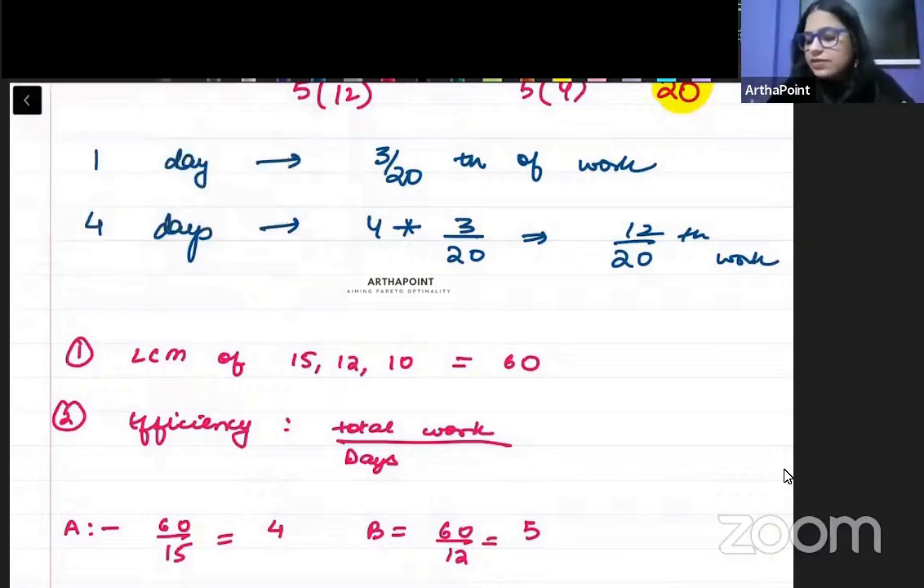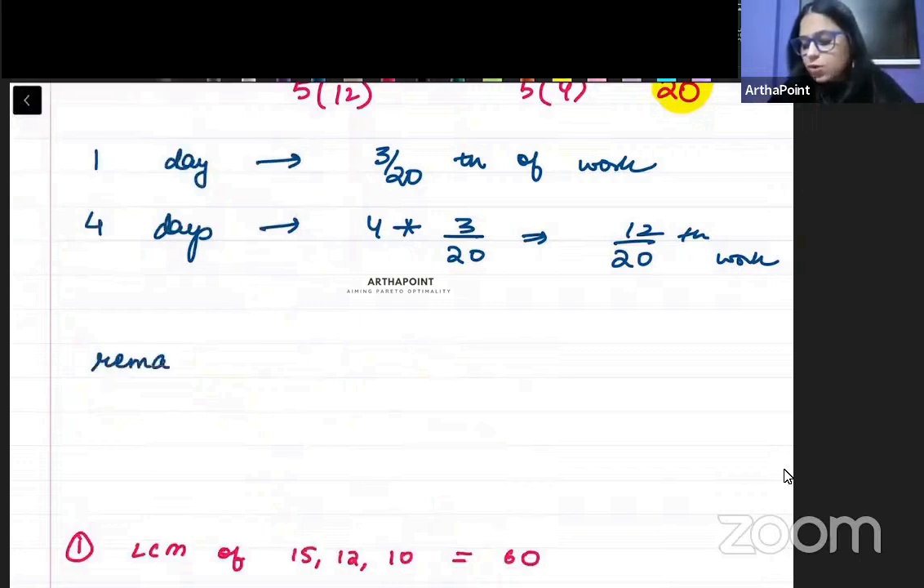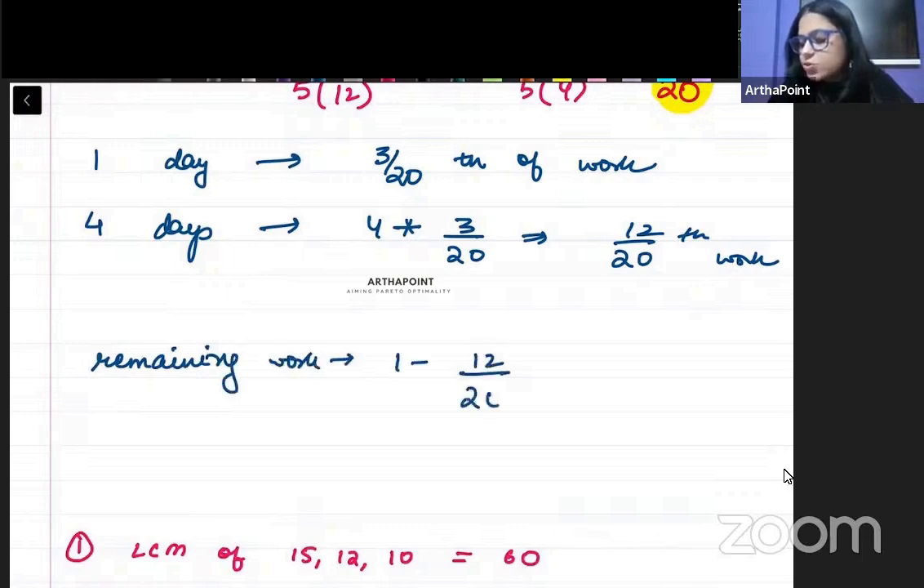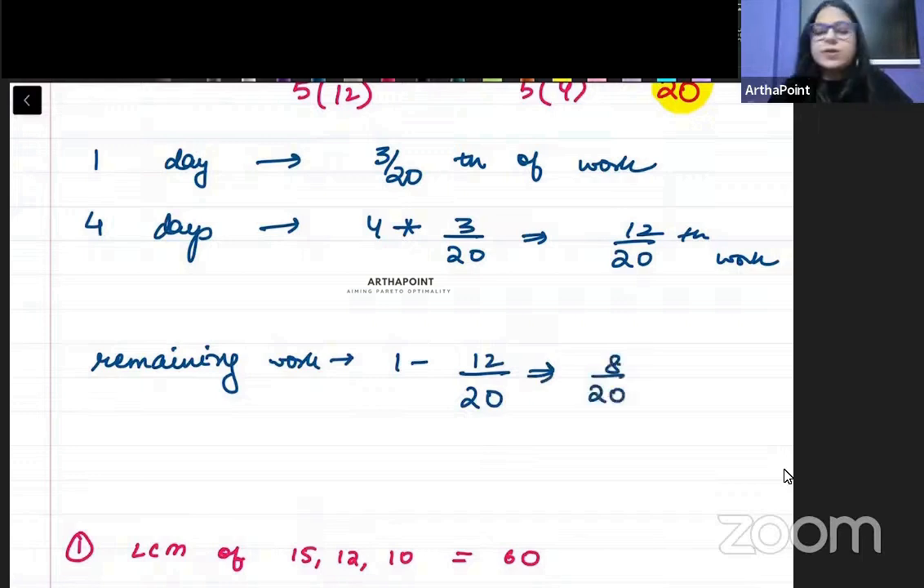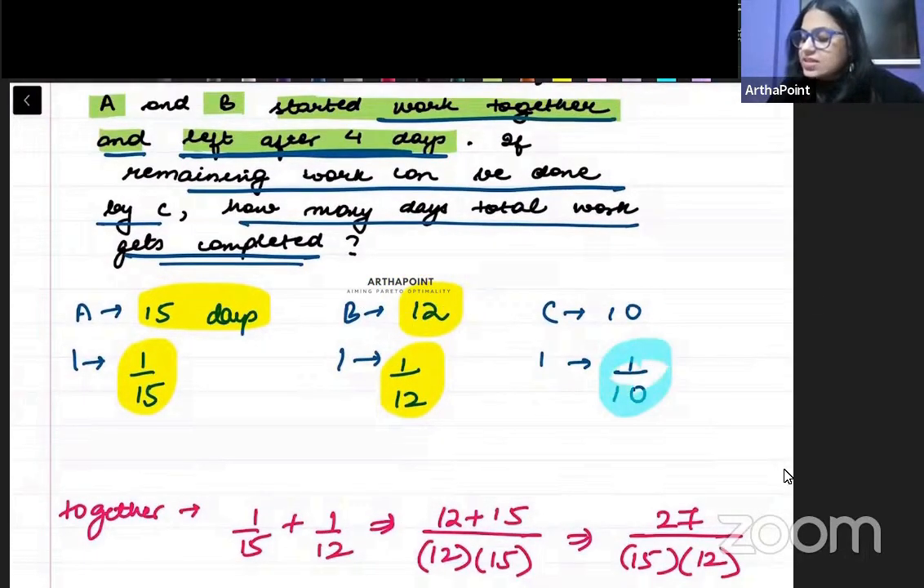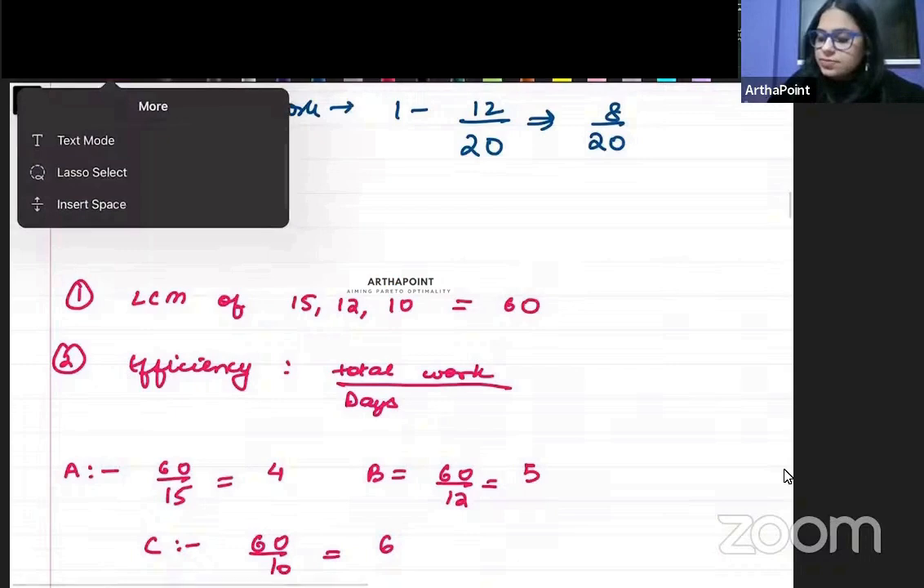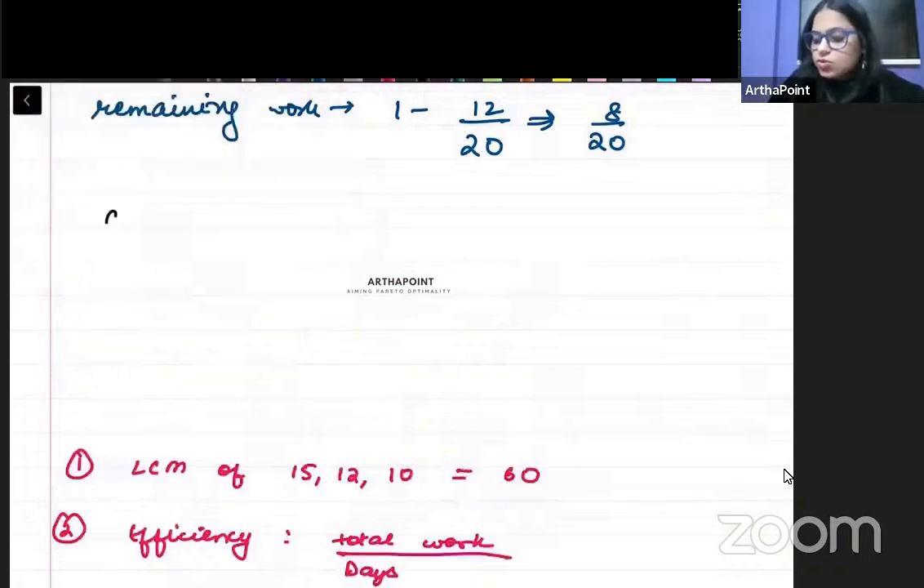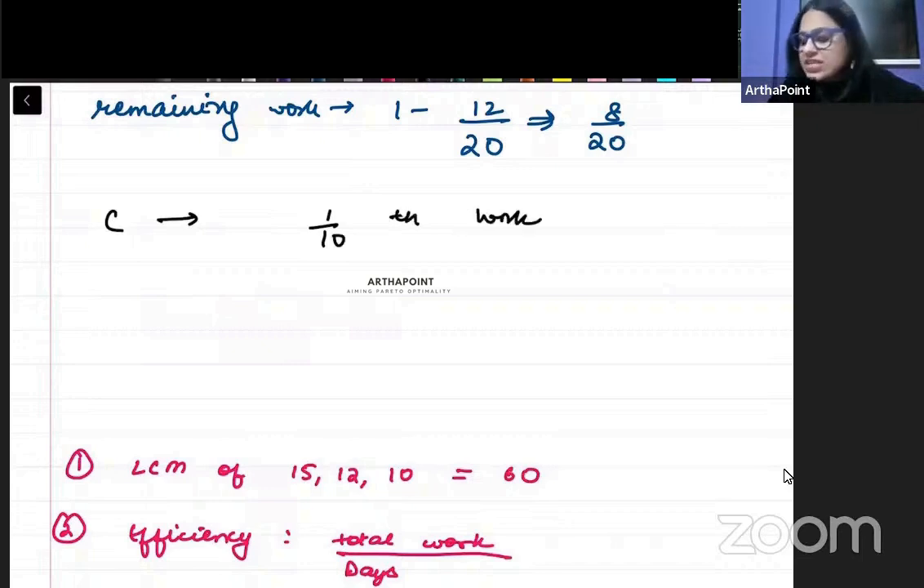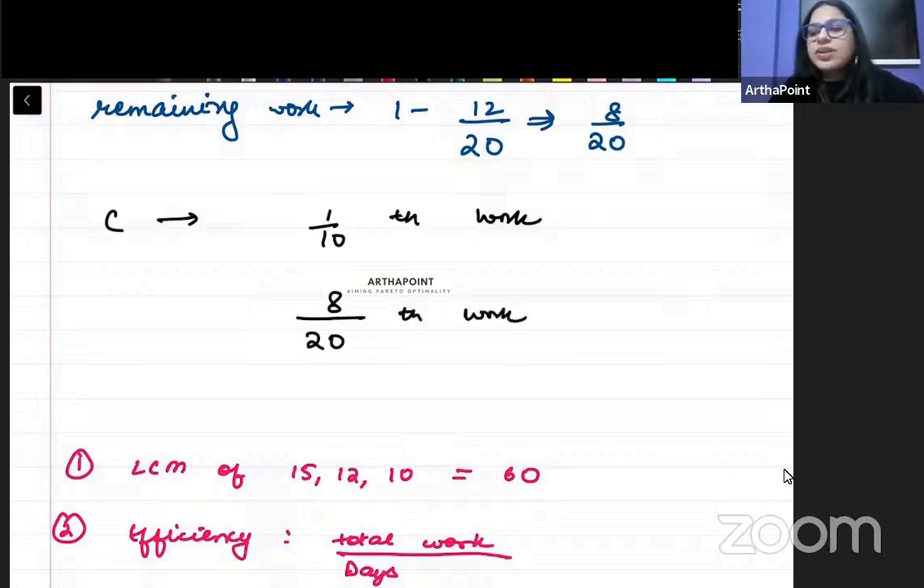So what is the remaining work left? How much work is left? The remaining work left will be 1 minus 12/20. This is going to be 8/20. So C alone has to complete 8/20th of the task. And how many days does C take, children? C can do 1/10th of the work in one day. So how many days will he take to do 8/20th of the work? How many days will he take?